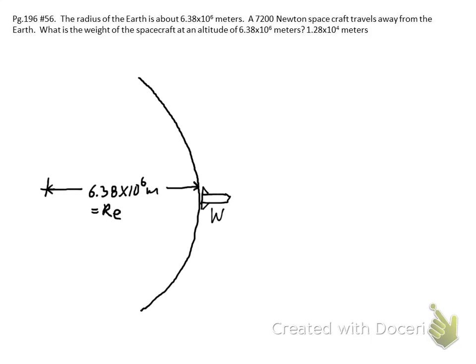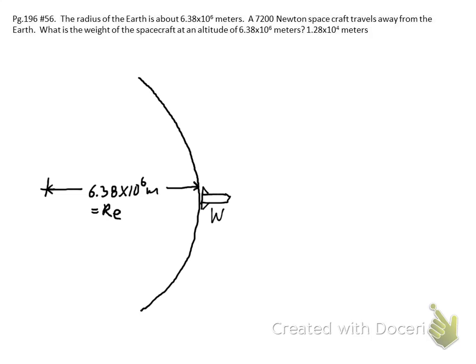All right, I've drawn a little sketch of our given information. We have this 7,200 Newton spacecraft. That is its weight on the surface of the Earth. And of course, the surface of the Earth is about 6.38 million meters away from the center of the Earth. I already went ahead and converted the kilometers to meters.